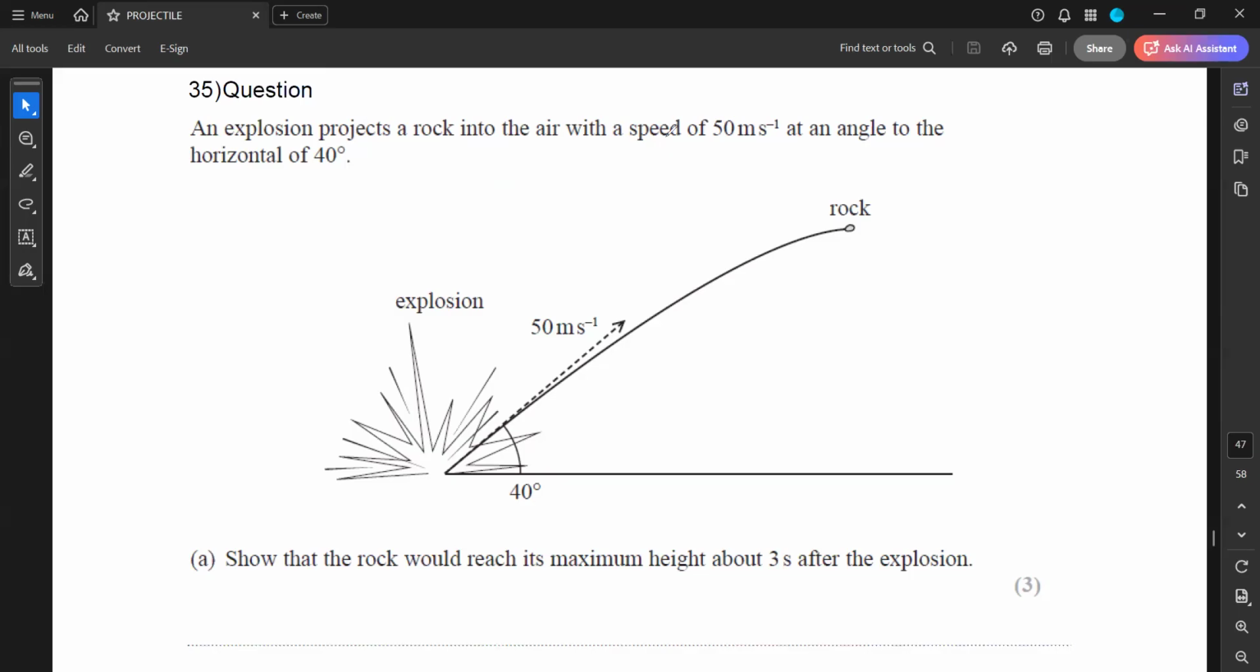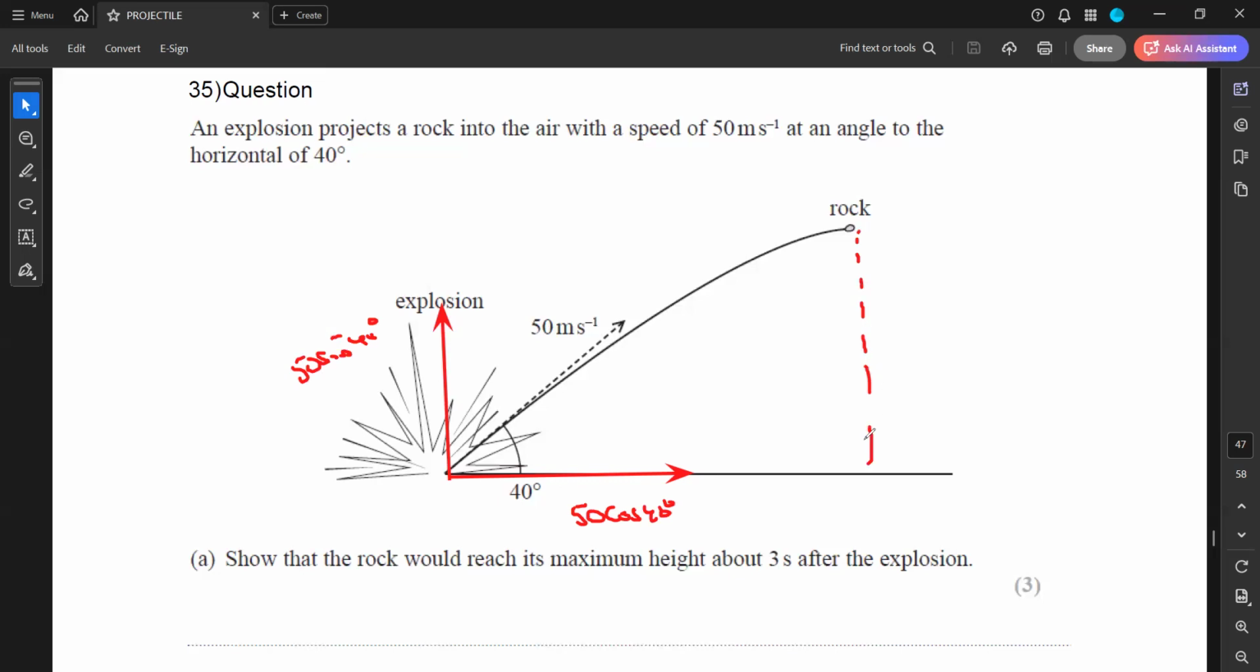So when it reaches the maximum height, what is the final velocity? Final vertical velocity. So it will have two velocities, one is the horizontal, and then the final vertical will be 0. The horizontal velocity will be equal to 50 cosine 40 and the vertical velocity will be equal to 50 sine 40.